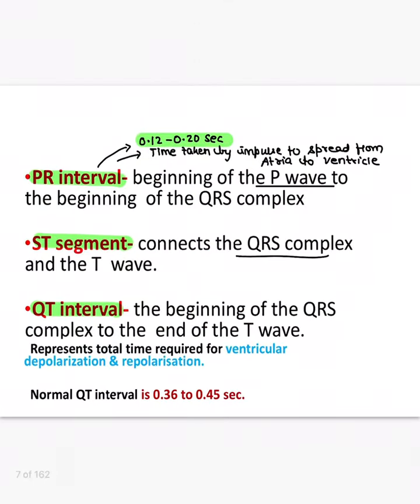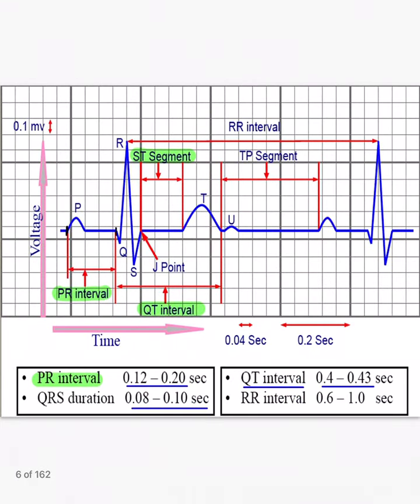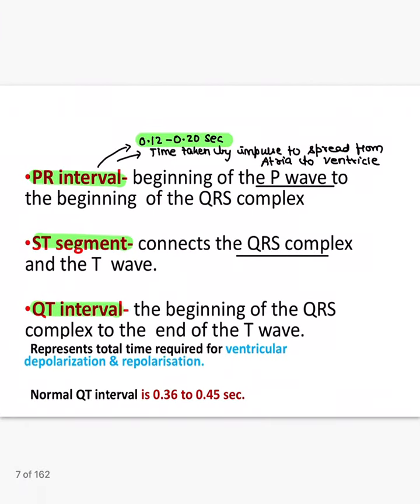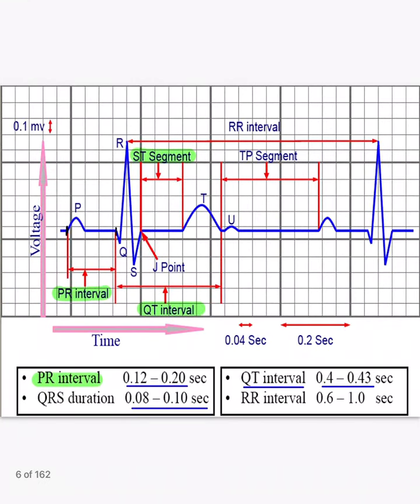Now the ST segment. The ST segment is from the end of the S wave to the start of the T wave. And then the QT interval. Look at the QT interval. The P wave represents the atrial contraction. The QRS wave represents the ventricular contraction, and the T wave represents the ventricular repolarization.